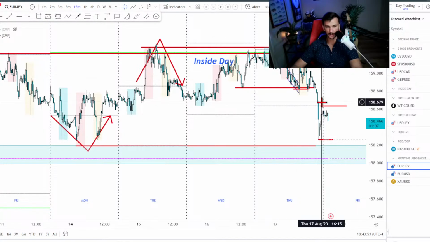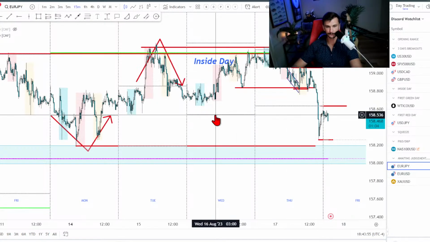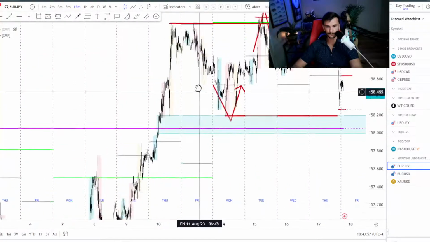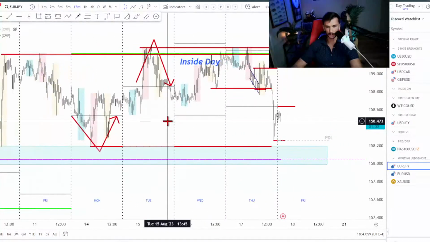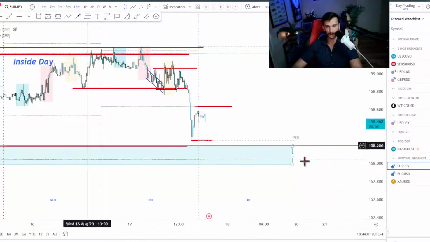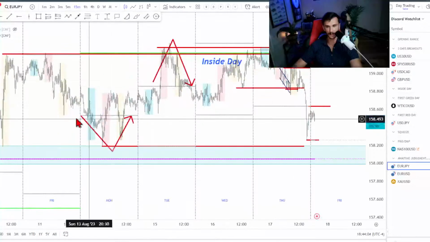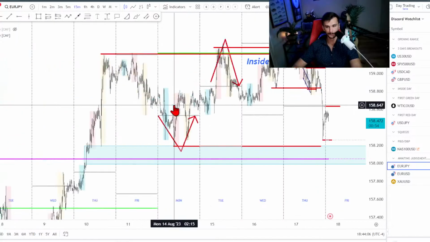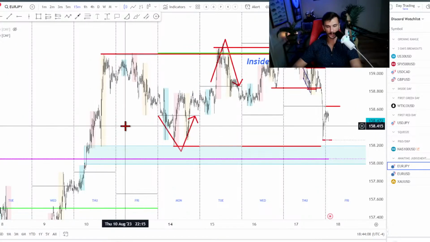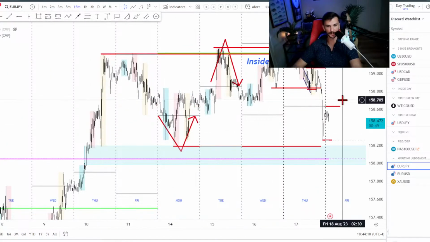Inside day, we've come down, we've got the stops. We're just in a high-low rectangle right now. I like this though. It's looking nice. It's looking like it's been up here doing its thing for, what is this, like a whole week now? It broke out last week and has just been sitting up here.